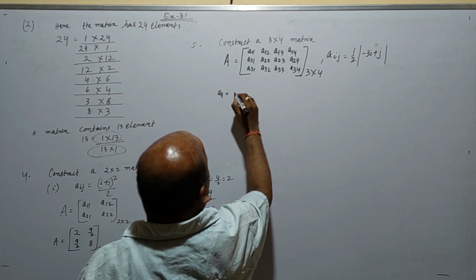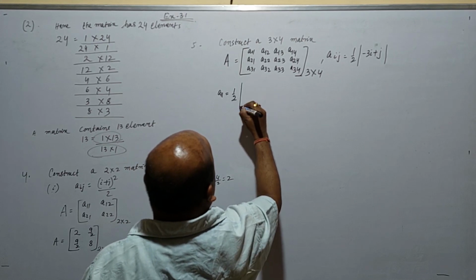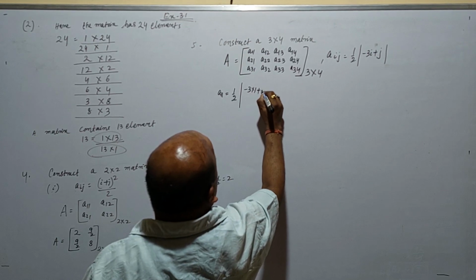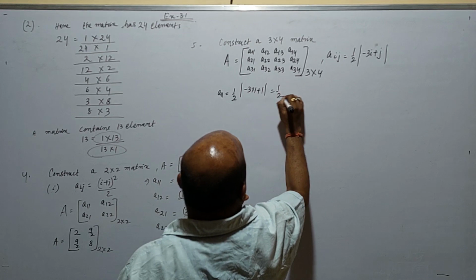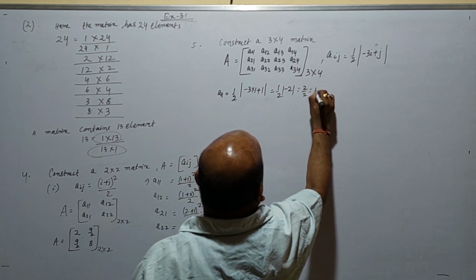You write here a11. So what you put here? Half; i is equal to 1 here, j is equal to also 1 here. So you write minus 3 into 1 plus 1. It is now half into minus 3 plus 1, minus 2 mod. It is 2 by 2, that means 1.